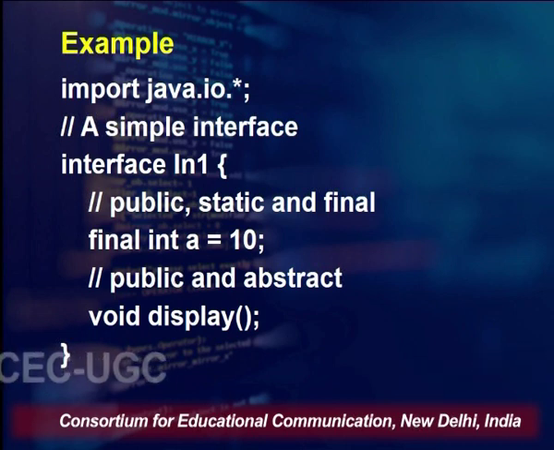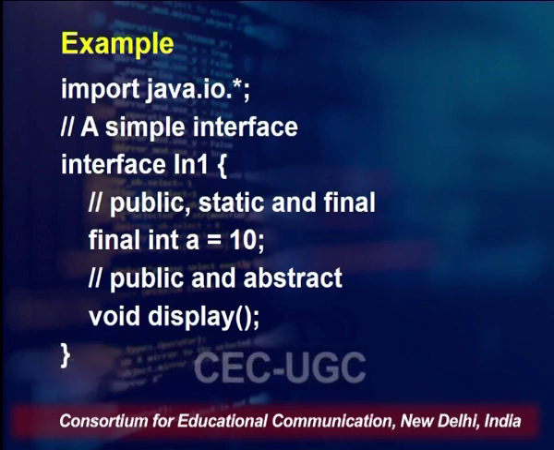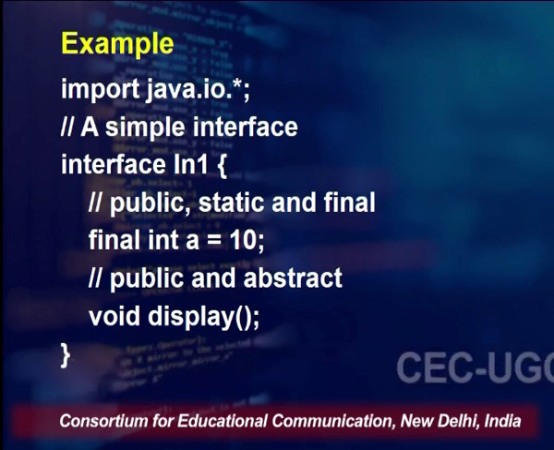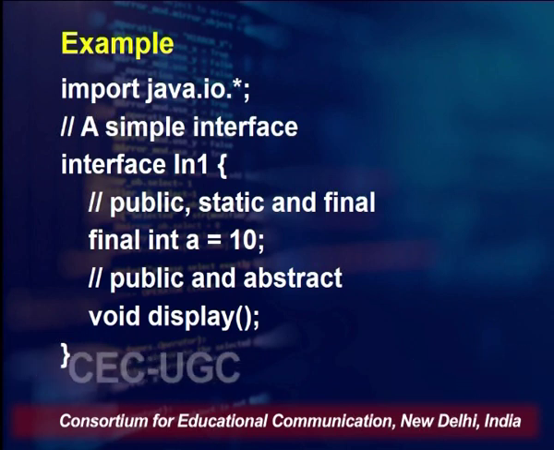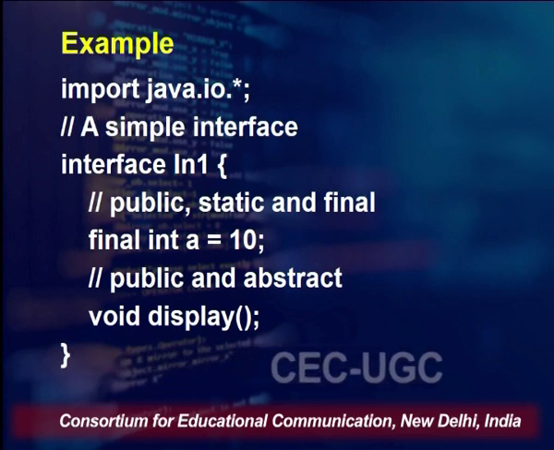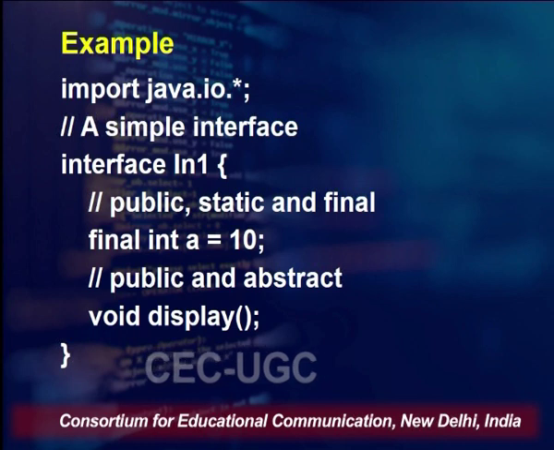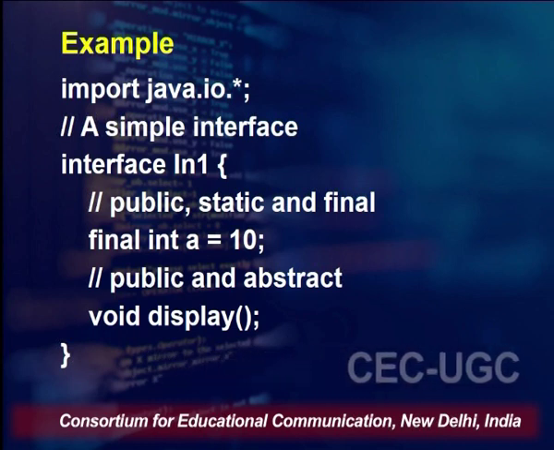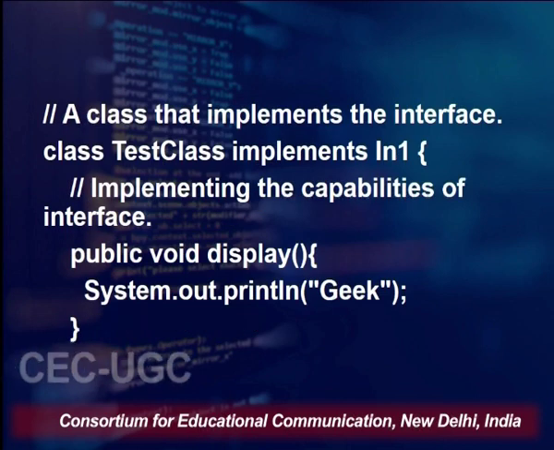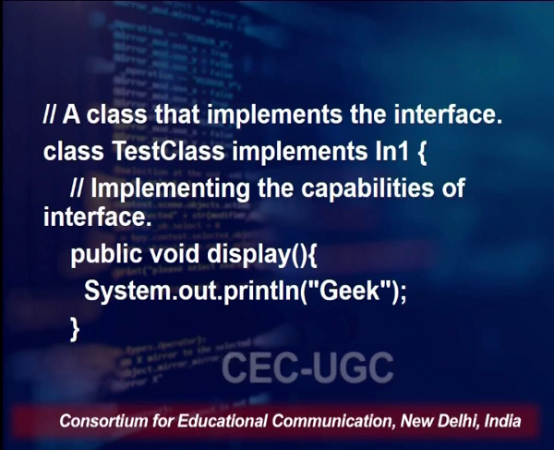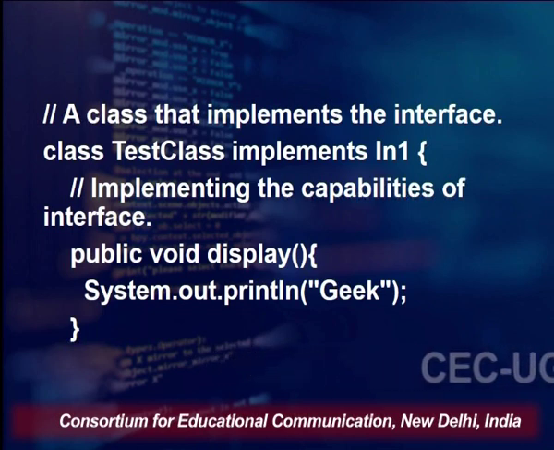So, final int a equals 10, and there is a method which is named display, and that method by default will become public and abstract. So here is the body of one particular interface which is defined as in1, and it is having one variable which is named a and one method which is named display. Now, we need to have one particular class which is going to implement this interface. So, interfaces are to be implemented and classes are to be extended.